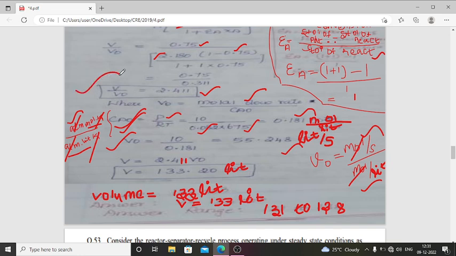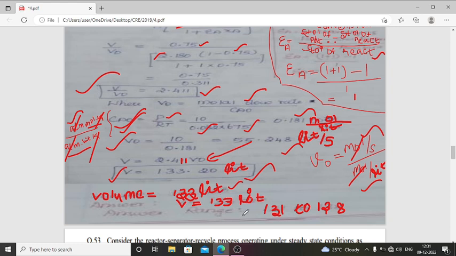Already we have the relation, V by V naught is equal to 2.411. So V naught is known here, 55.248. Multiply here. V is equal to 55.248 into 2.411. So what is the V? V is equal to 2.411 into V naught. So 2.411 into the V naught value, the calculator value, substitute here 55.248. Finally we get 133.20 liter. So this is rounded off to the nearest integer, 133 liter.